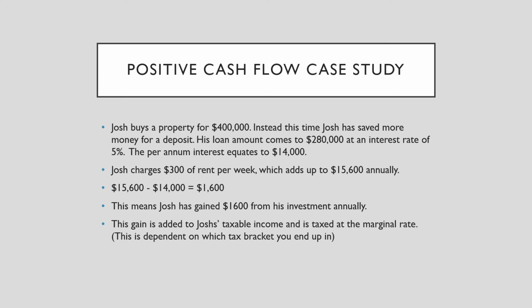Josh will charge the same amount for rent per week, which means he makes $15,600 from the rent per year. And we do the same calculation as before. 15,600 minus 14,000, which equates to $1,600. That means Josh has gained that from his investment annually, which may not seem like a lot, but any cash in your pocket is better than anyone else's pocket.